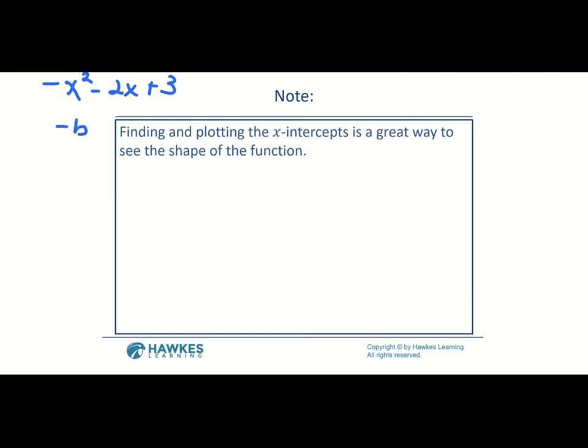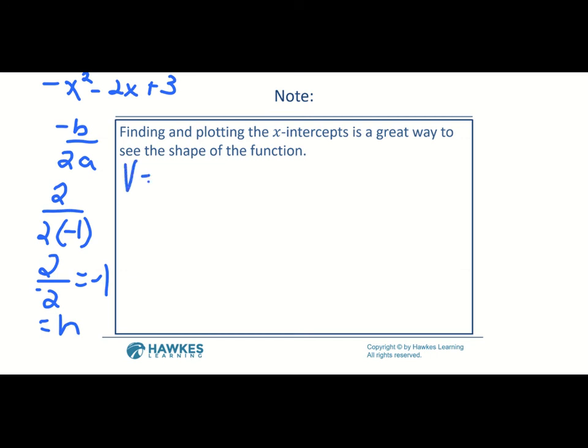And again, to find that vertex, we're going to start off by doing the opposite of b divided by 2a. So the opposite of b is negative 2, so we would have 2 divided by 2 times negative 1. So that's going to give me 2 divided by negative 2, or a negative 1. So that is going to be my h value. For my vertex, I'm going to label it with a v. We have negative 1, and we've got to find the k value.